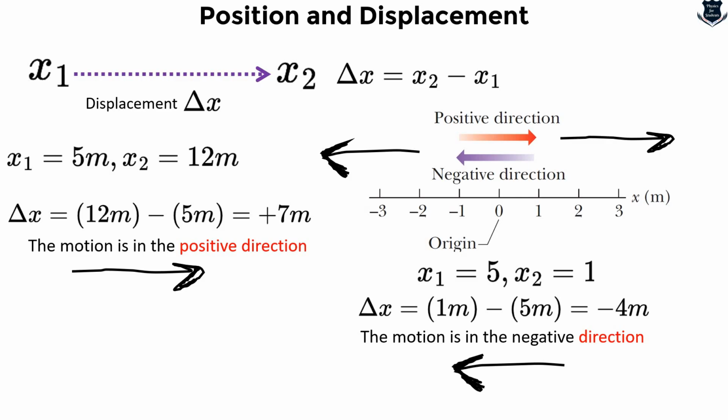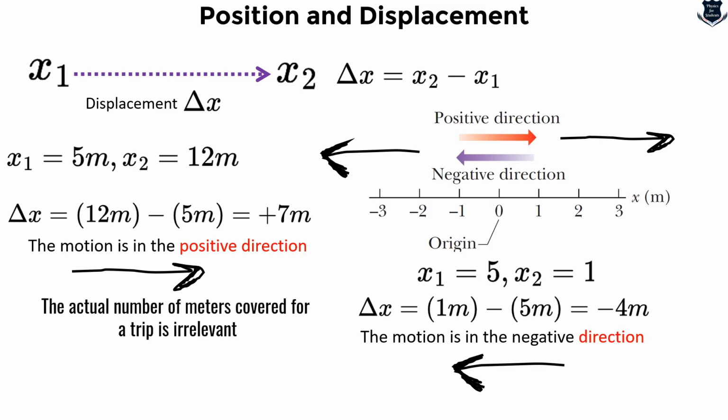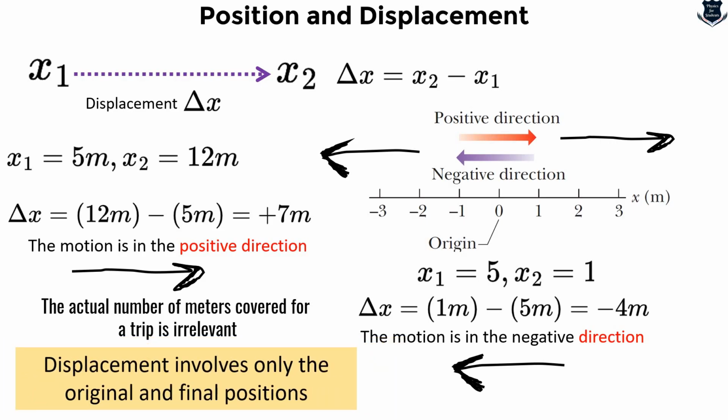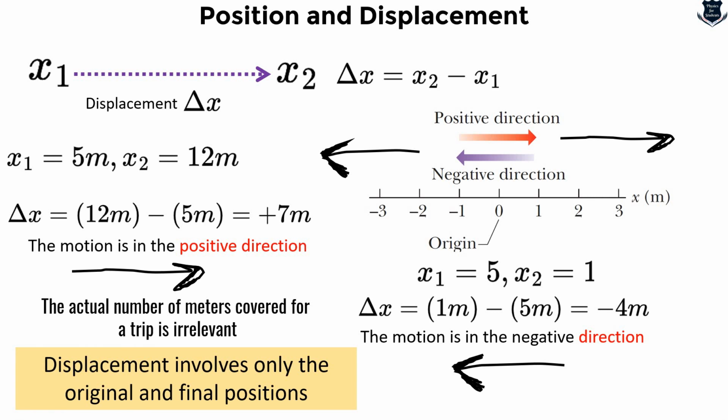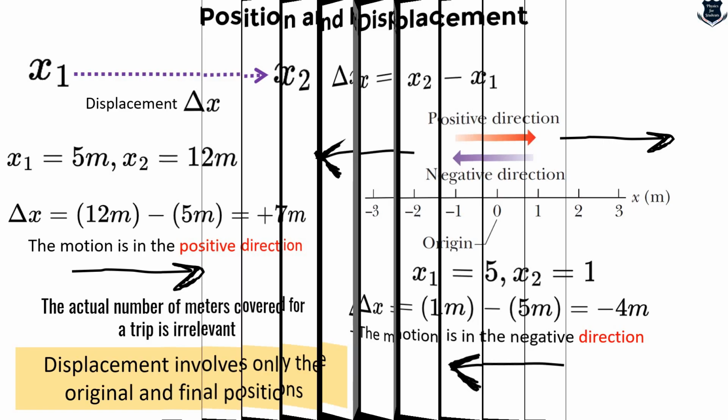So one thing which comes out of our discussion, which is very, very important, is that the actual number of meters covered in a trip is irrelevant. Displacement involves only the original and the final positions. Now let us take another example. As we have noted, the actual number of meters covered in a trip is irrelevant. Displacement involves the original and the final position.